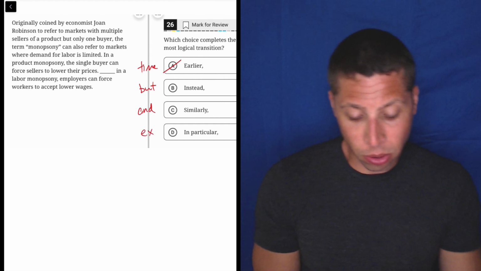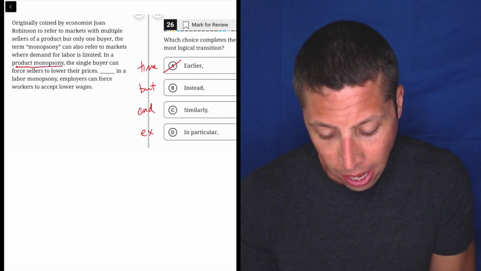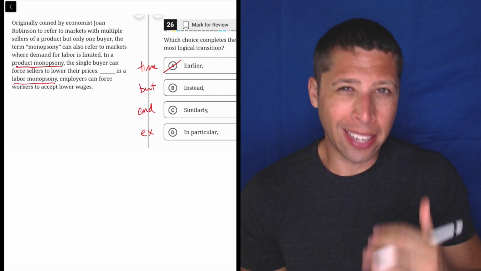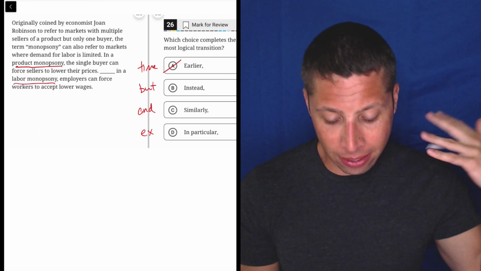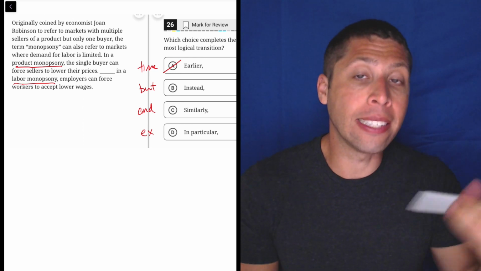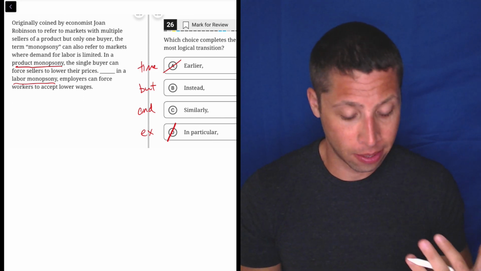So let's look at these two sentences again. First, they're talking about this product monopsony, and then they're talking about a labor monopsony. So I don't think that that second thing is an example of the first, right? Even in the sentence that came at the beginning, they're saying there's two different types. So one is not an example of another. They're both examples. So that doesn't make sense.